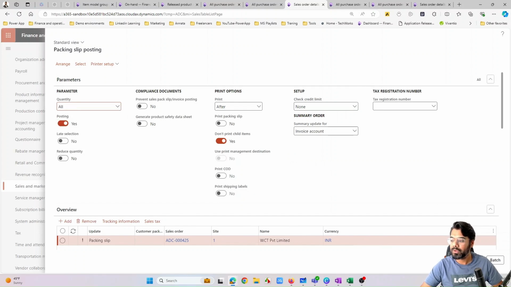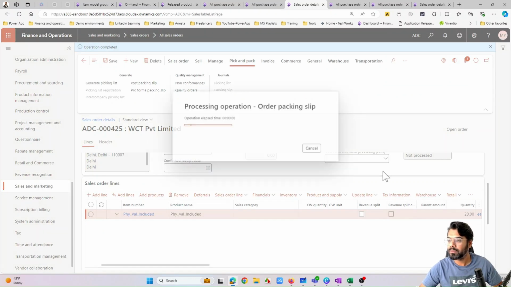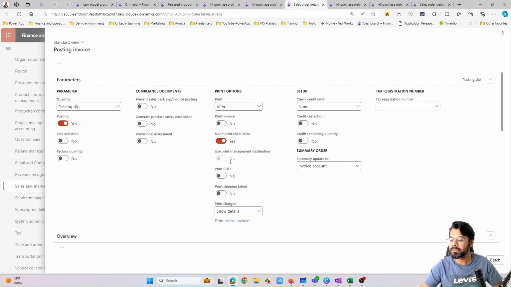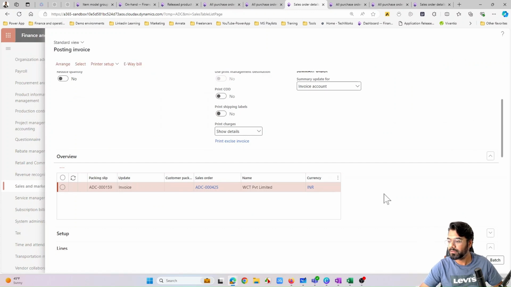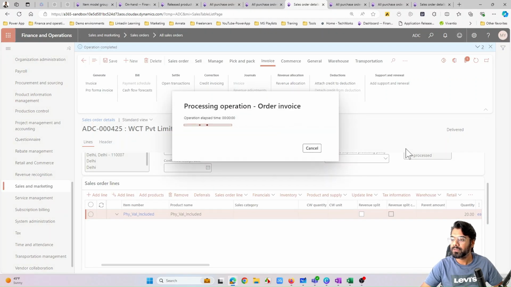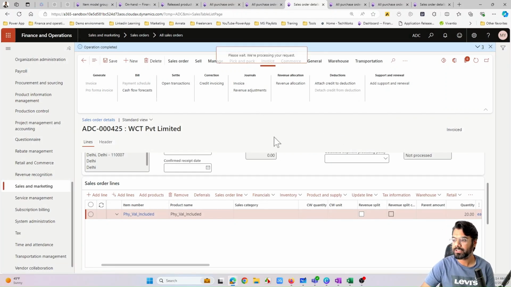This is all. And let's also invoice it. So after I invoice it, all 20 is gone from the inventory. So now you will see something interesting. So let's go into the inventory journal.